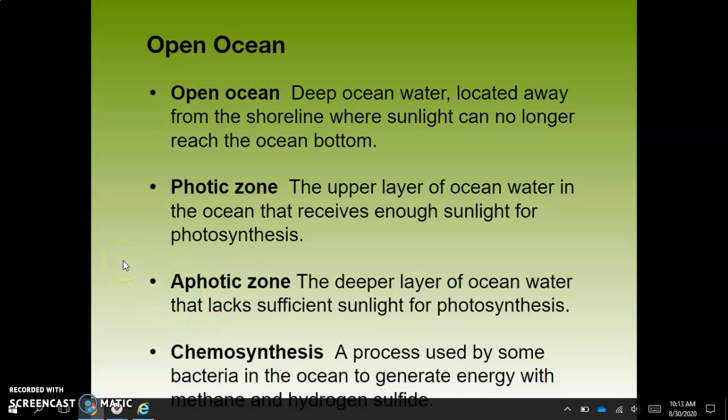And then chemosynthesis is a process used by some bacteria in the ocean to generate energy with methane and hydrogen sulfide. So there are methane vents on the bottom of the ocean floor. And certain bacteria have evolved to use chemosynthesis rather than photosynthesis. So they're using chemicals to create food instead of sunlight.